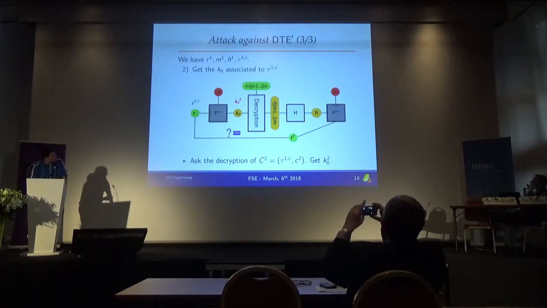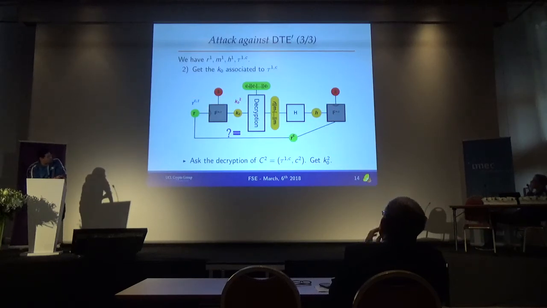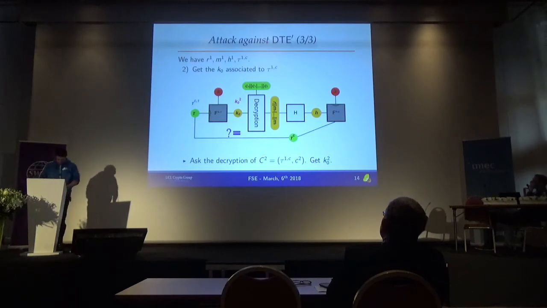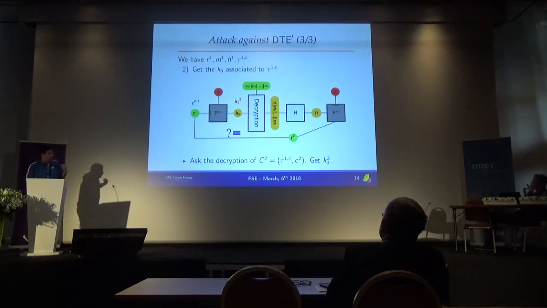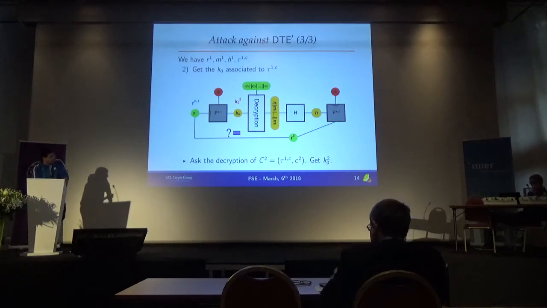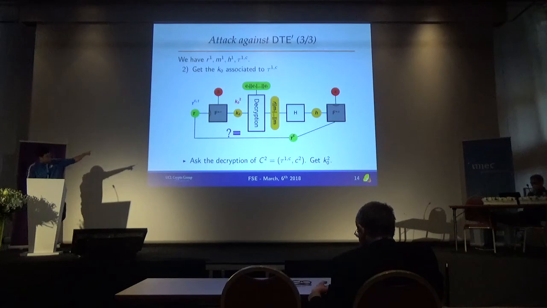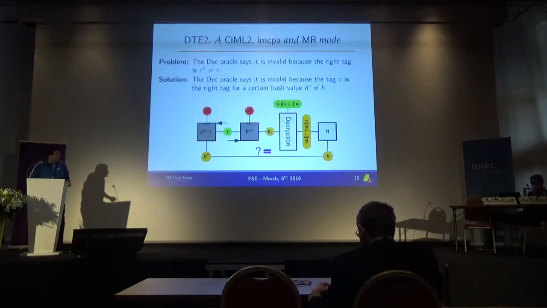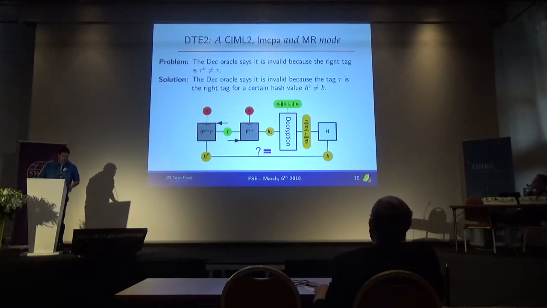Now, having all this, we need only to know the first ephemeral key. But what we can do is to ask the decryption of a ciphertext where the tag is the correct tag we received before. So now we obtain via leakage this first ephemeral key. This attack works because in the decryption, the algorithm first computes the correct tag and then checks it. So we think that we provide the solution.